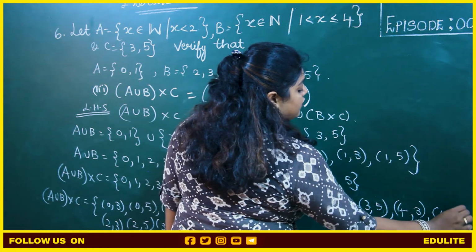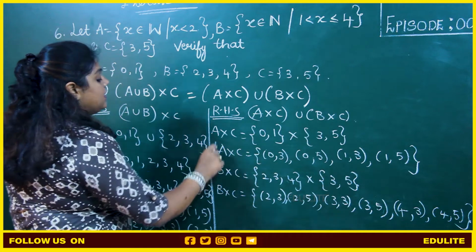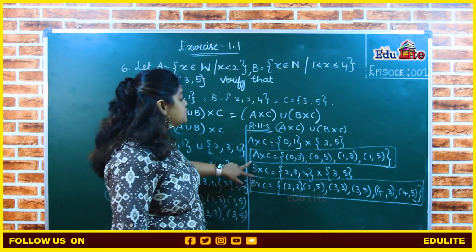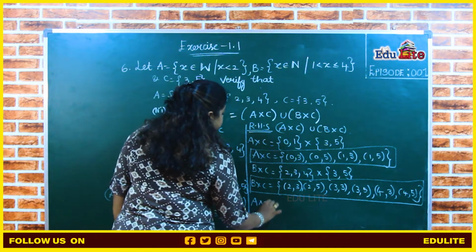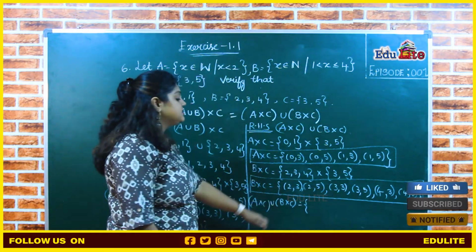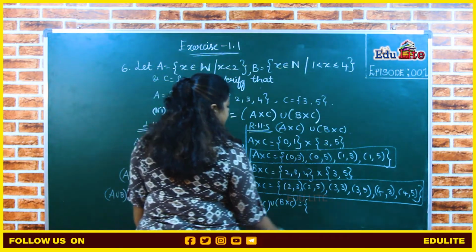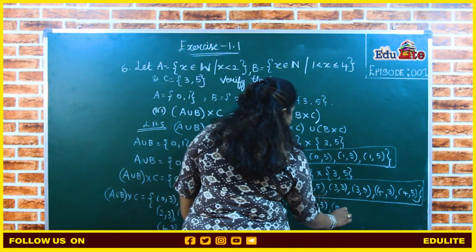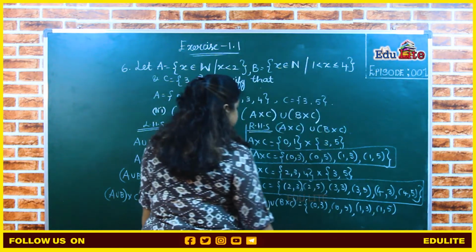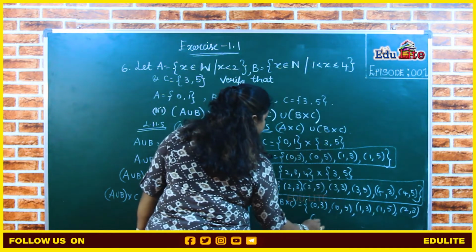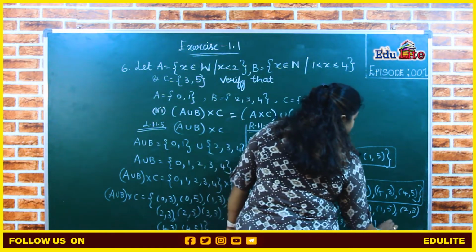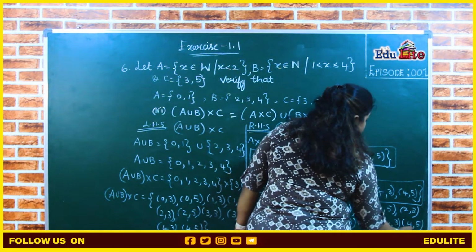What we have to do next is take the union between the cross products A cross C and B cross C. So taking it so, (A cross C) union (B cross C) is equal to, we have to write all the terms in both the cross products since it is a union. We'll write it in order. So we'll get (0, 3), (0, 5). Next, in order, (1, 3), (1, 5). In order, what will be the next term? (2, 3), (2, 5), (3, 3), (3, 5), (4, 3), (4, 5). So we got the right hand side in such a way.